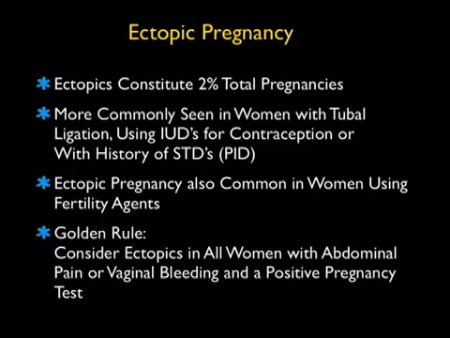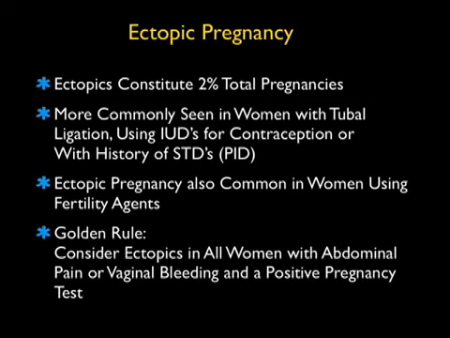Today's module is going to focus on ectopic pregnancy. Ectopic pregnancies constitute about 2% of all total pregnancies, although they're commonly seen in the emergency department. Ectopic pregnancy is more commonly seen in women with a history of tubal ligation, who are using intrauterine devices for contraception, or have a history of sexually transmitted diseases such as pelvic inflammatory disease with scarring of the tubes.